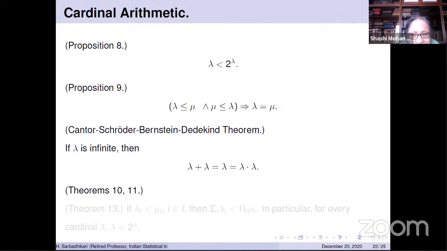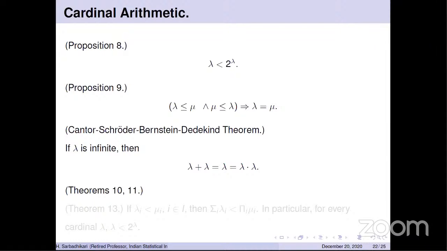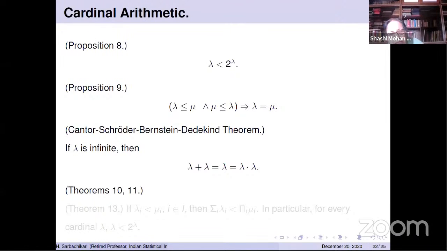Right? But for infinite cardinal numbers, lambda plus lambda is lambda, right? Yes, ma'am. So that's why you have to be careful with these. They are numbers, perhaps you can think of them as infinite numbers, as different from your usual numbers. Okay. They are sets also.